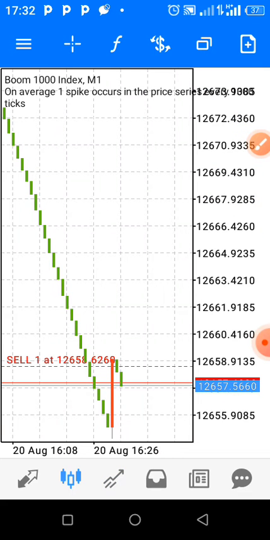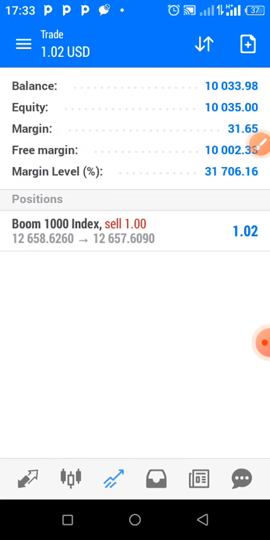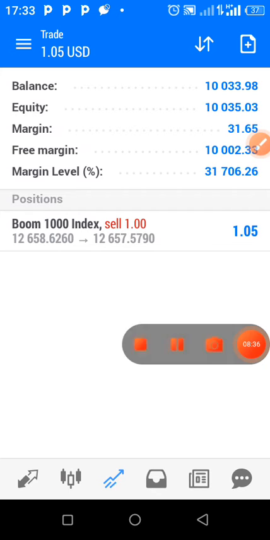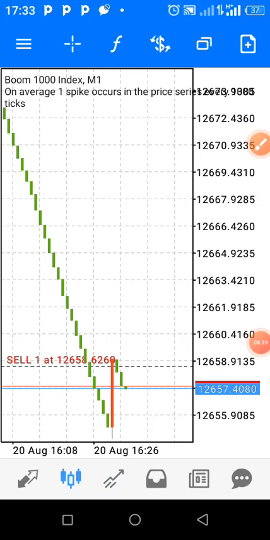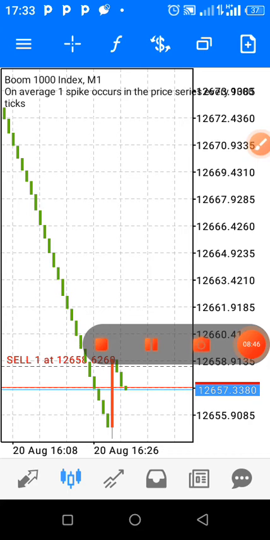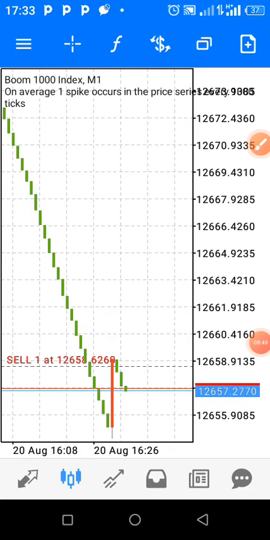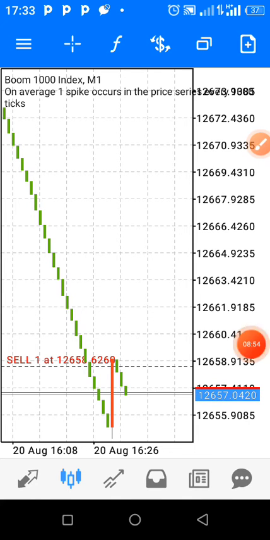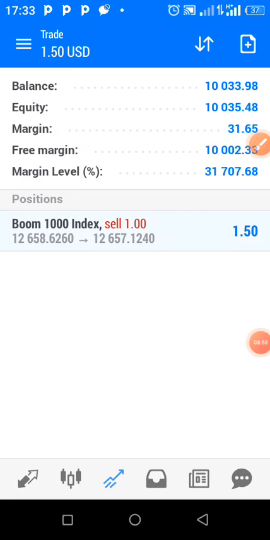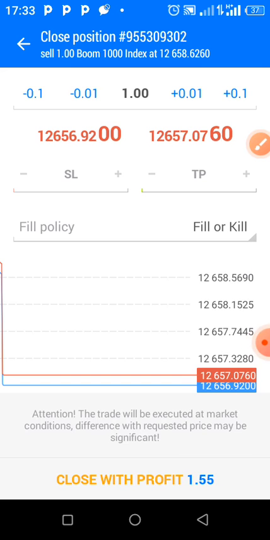Okay, now look at this. This is now 2 candles that have gone. We are still going. This is the 3rd candle forming. It has not come. All right, let's take off our trade. We've gotten $1.5. Close trade.